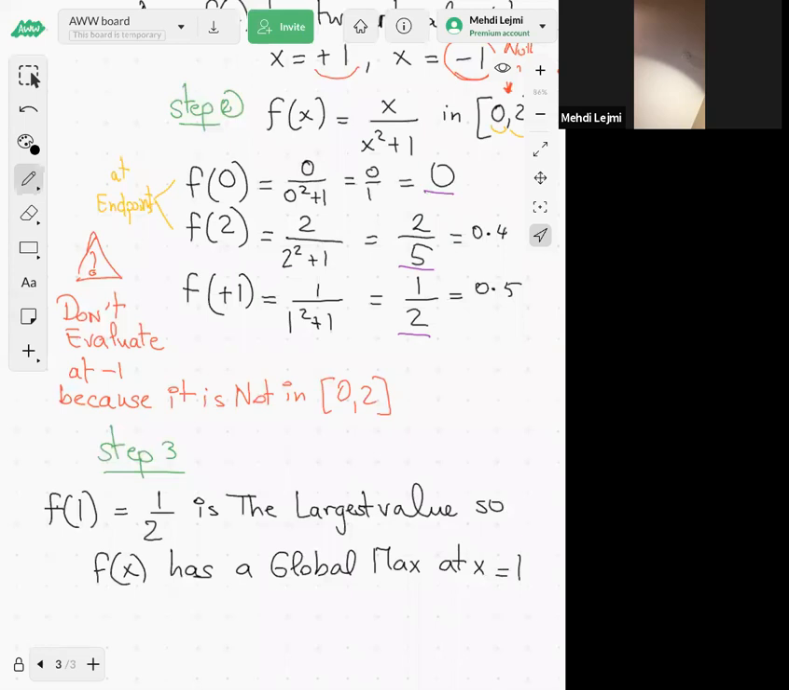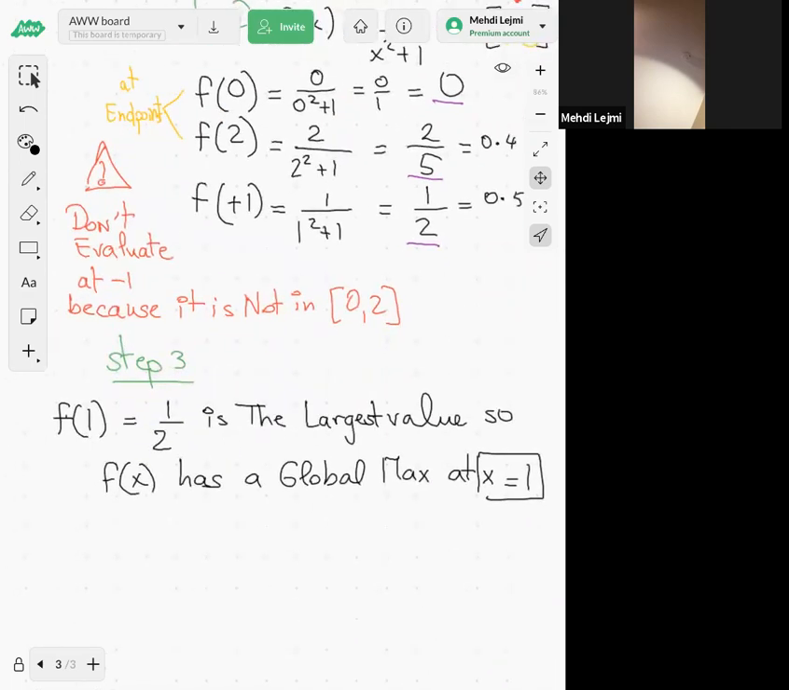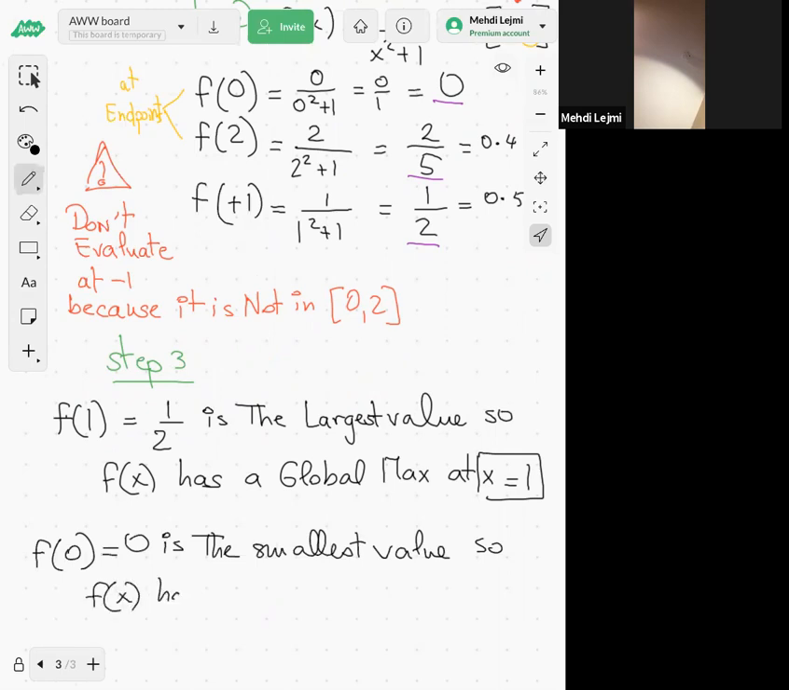So this is at x equal to 1. And what will be the smallest value? Well, that will be 0. So f of 0, which is 0, is the smallest value. So f of x has a global minimum at x equal to 0.